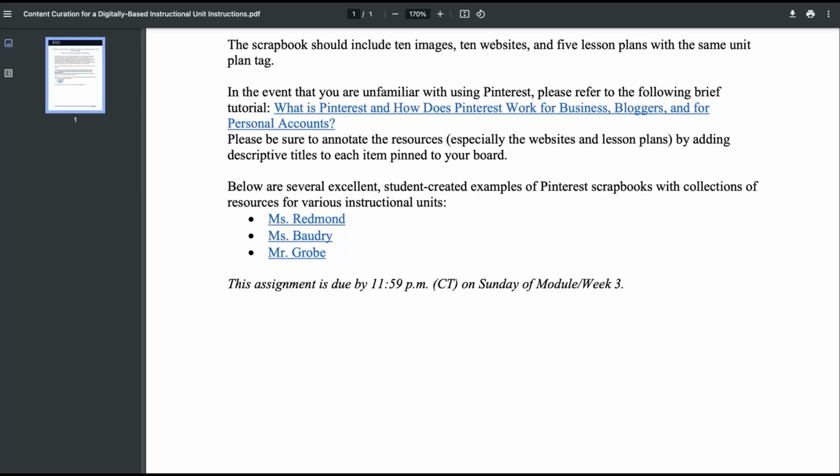You will utilize all of the resources within this board, namely the 10 images, the 10 websites, and the 5 lesson plans as you create your future unit.